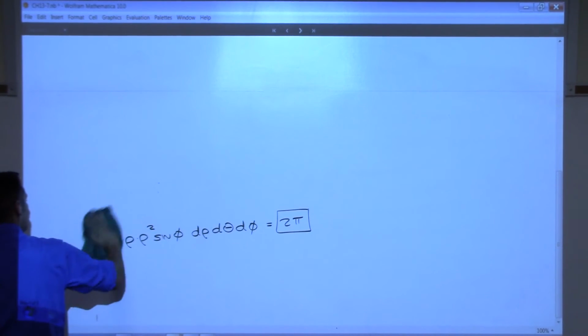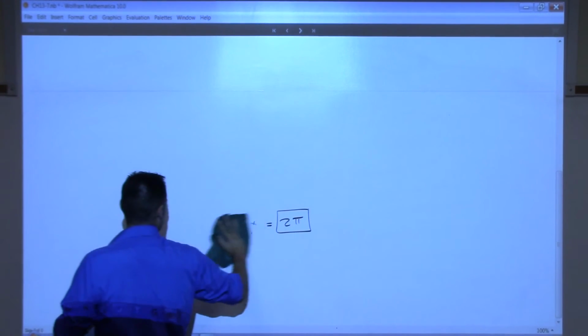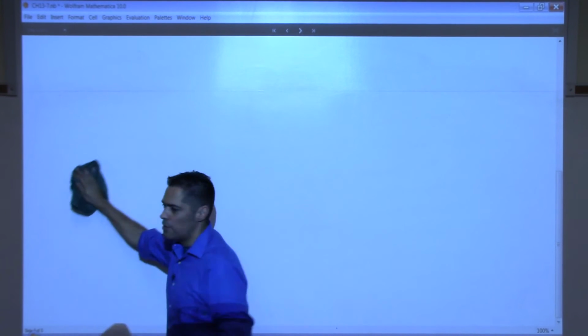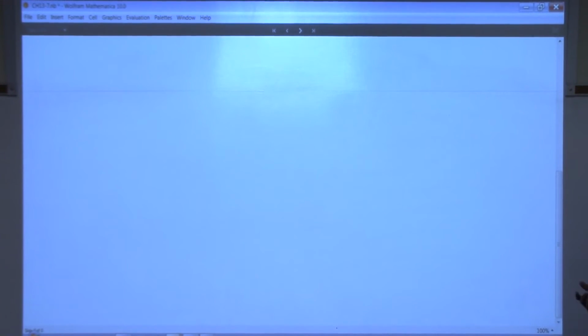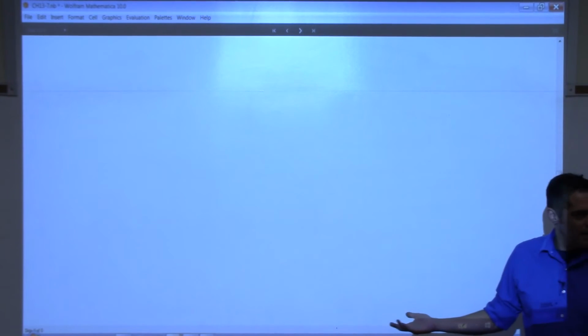So it's highly unlikely that you're going to see a problem directly out of the section for spherical coordinates if I can ask you a div problem that requires you to go to spherical coordinates, right?